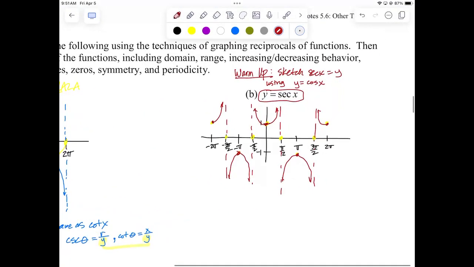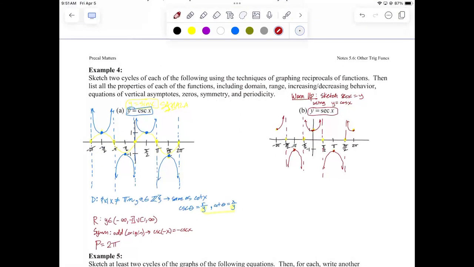Start talking like that. It looks a lot like the graph of cosecant. Notice that it's only shifted left or right by how much? Pi halves, which is 90 degrees, right? Pi halves is 90 degrees.